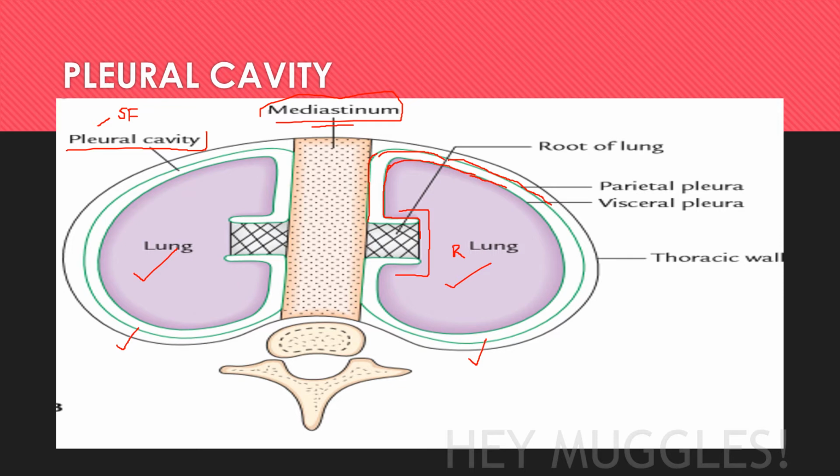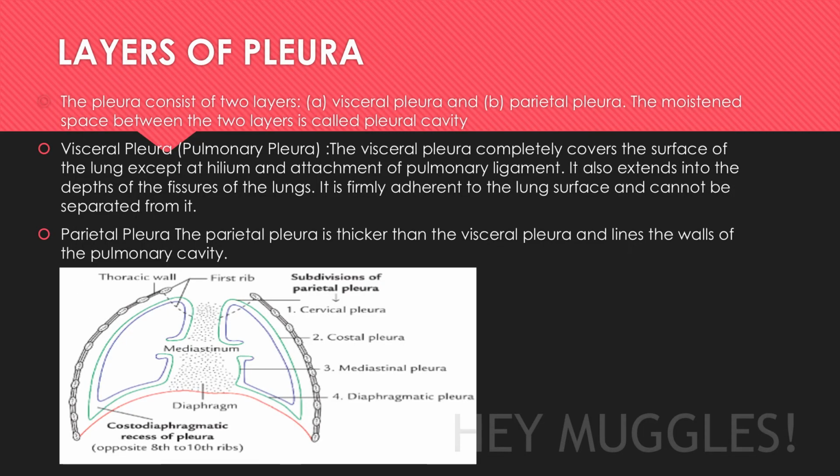Your visceral pleura is continuous with the parietal pleura. This is your visceral pleura, and this is your parietal pleura, right? It is continuous with it at the root of the lung, right? Your parietal pleura is thicker than your visceral pleura, and it has four major subdivisions, right?